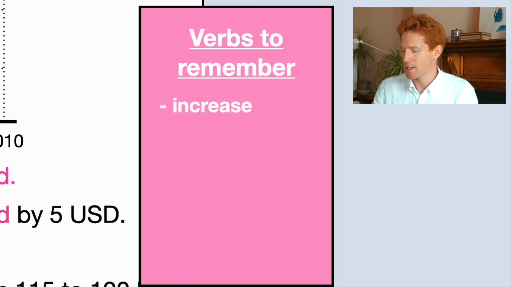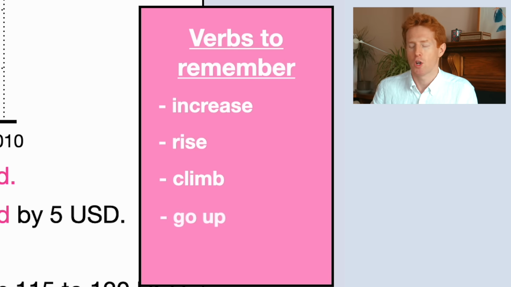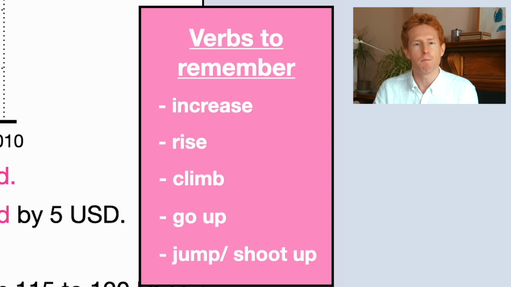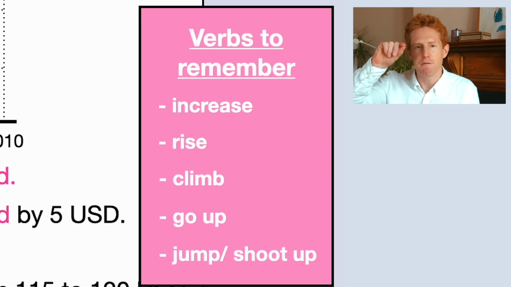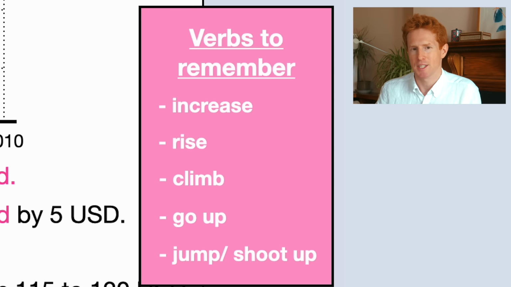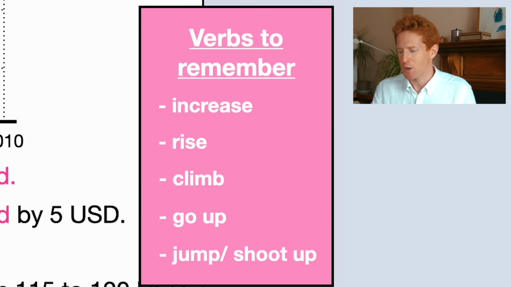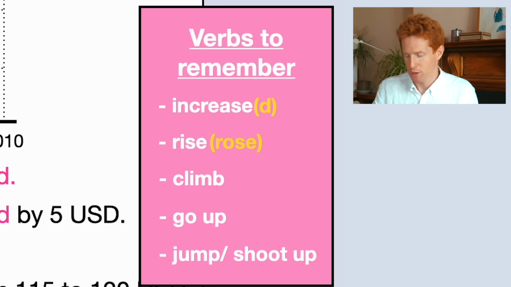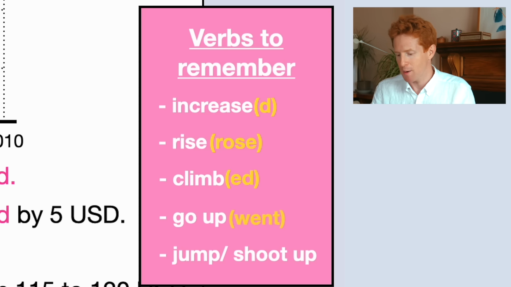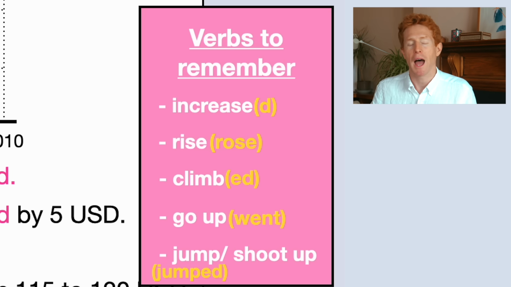So what are some verbs to remember when we're describing upward trends? So we've got increase, we've got rise, we've got climb, we've got go up, and we've got jump up or shoot up if we see a very quick increase. So what about the past forms? Increase becomes increased, rise irregular becomes rose, climb, climbed, go up becomes went up, and then we've got jumped up and shot up in the past. So it's important to understand the past forms because often the data is from the past.